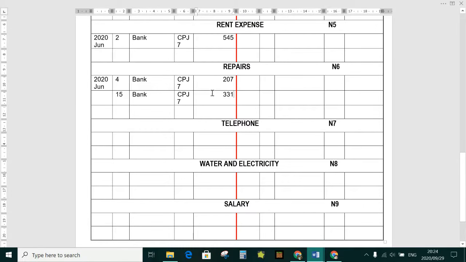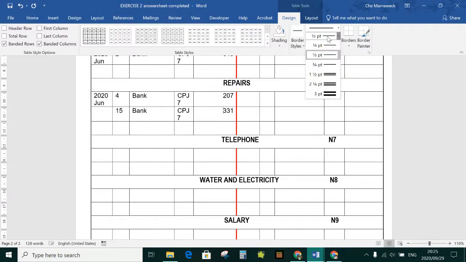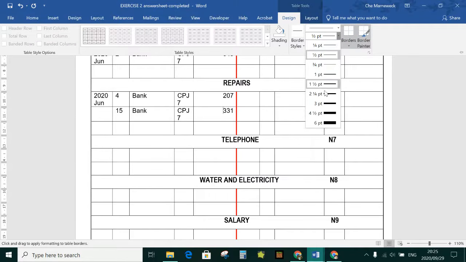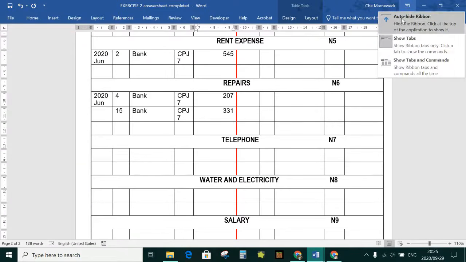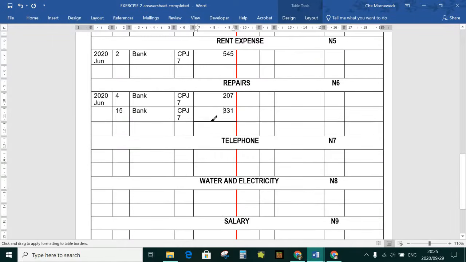It's the end of the month. There are more than one lines entered into our ledger on the same side. So we're going to do what is called totaling. We are going to go and take our ruler. I'm just doing it on the computer, but you're going to use your ruler and you're going to draw a nice thick line so we can see it. There we go. So I draw my line.